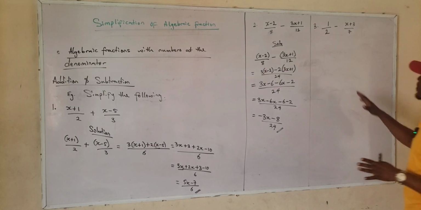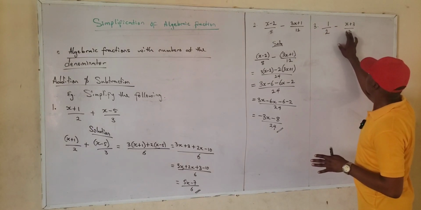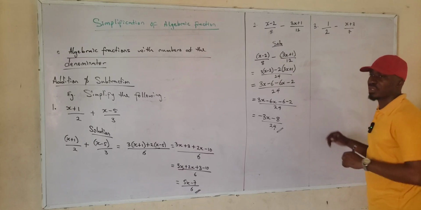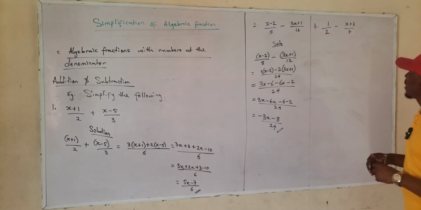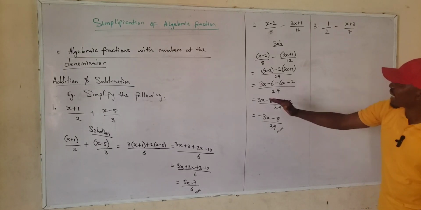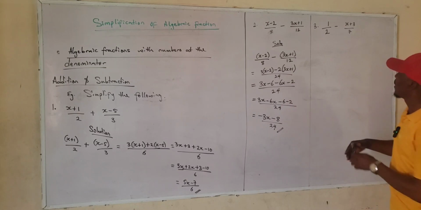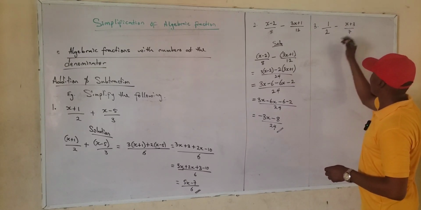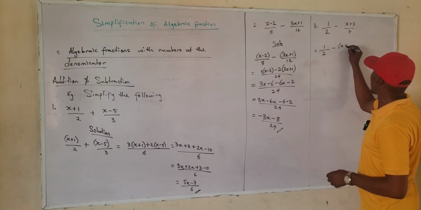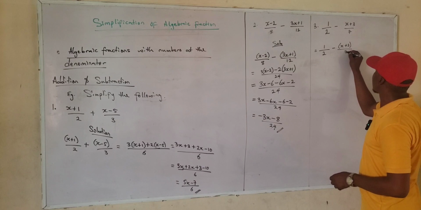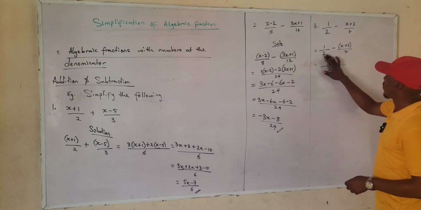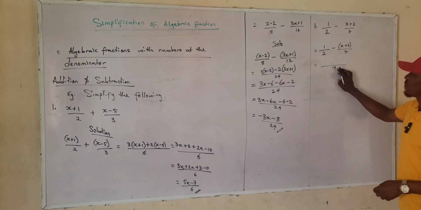Now in this problem here, one of the fractions is an algebraic fraction, while one is just a number fraction. Okay, what are we going to do? Is that going to affect our answer? No. The same step, the same method. You first of all put this in bracket, so that will give you 1 over 2 minus s plus 3 all over 7.